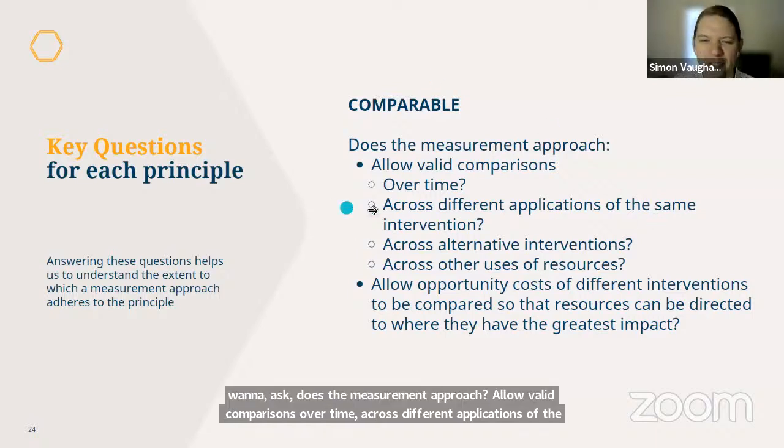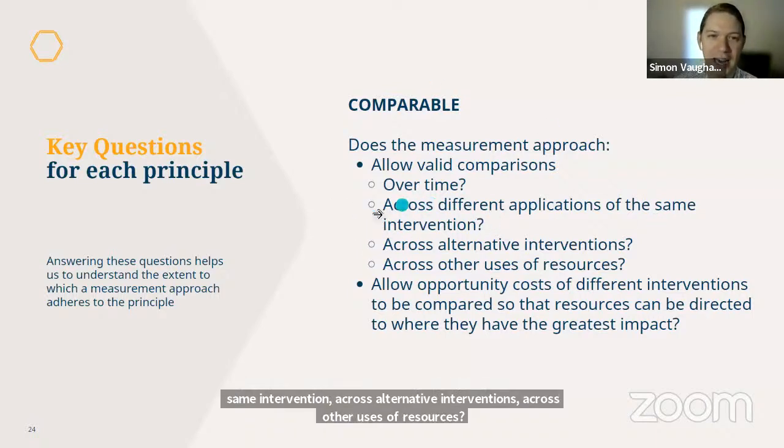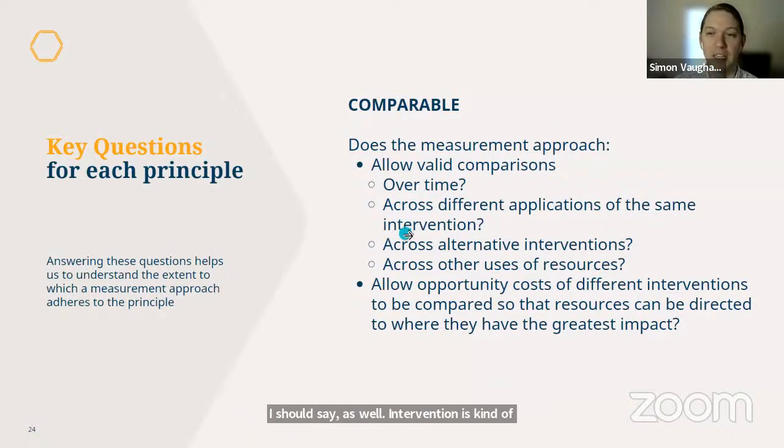I should say as well, intervention is kind of, again, development jargon to just mean the activity, the program, whatever we did. And does it allow opportunity costs of different interventions to be compared so that resources can be directed to where they have the greatest impact? So this one's really important to us.